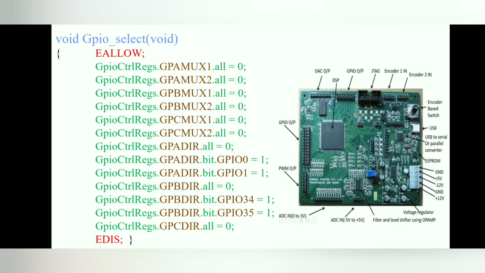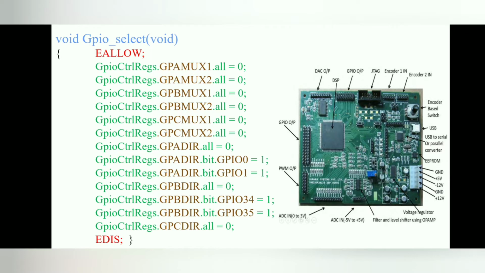So first we need to initialize. How do we initialize that? We need to use GPAMUX1.all equals 0. Zero means all pins in MUX1 will be GPIO pins. Like this, we can initialize all the other ports.